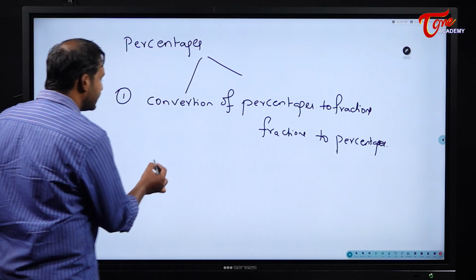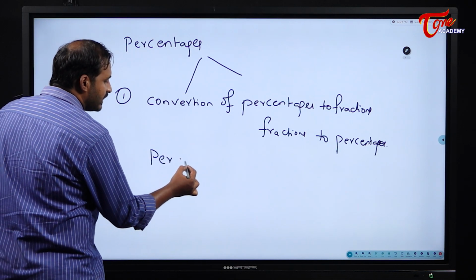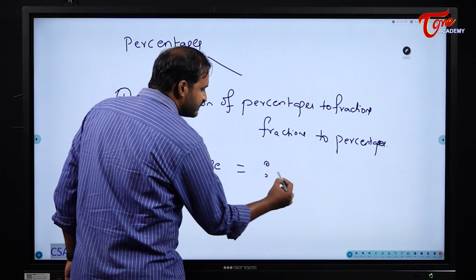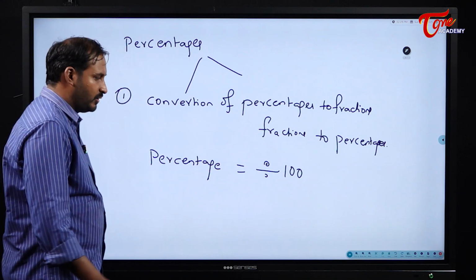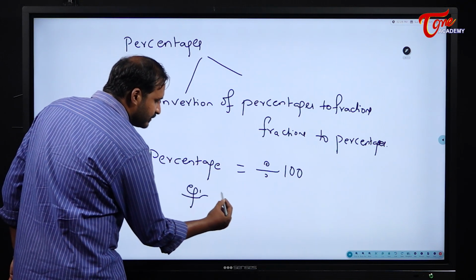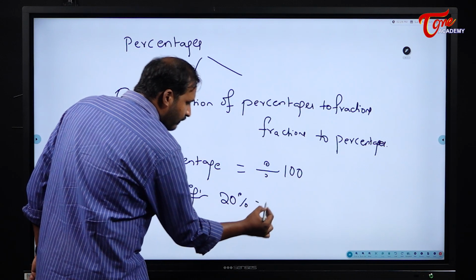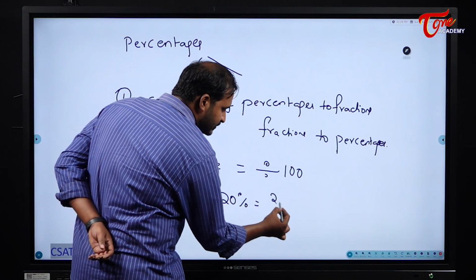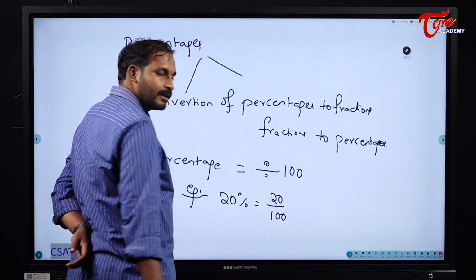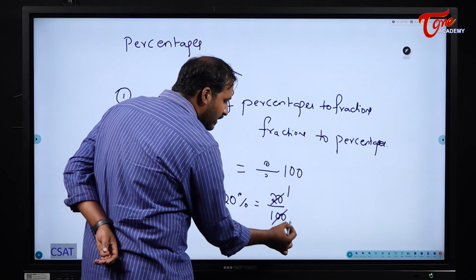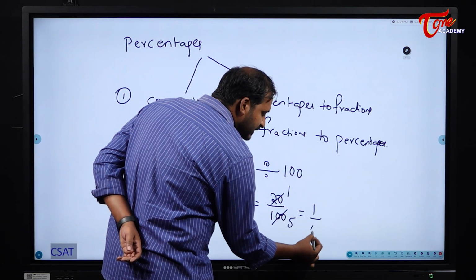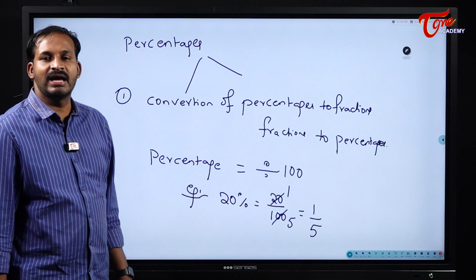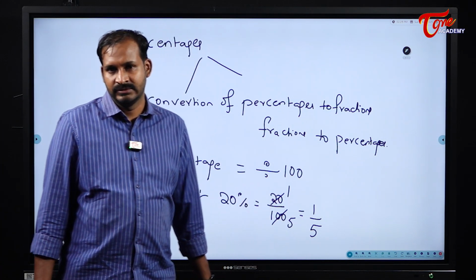See how you convert a percentage to a fraction, students. You can convert a percentage into a fraction by simply dividing the given percentage by 100. For example, if I want to convert 20% into a fraction, I am going to divide it by 100. So 20 by 100, which becomes 1 by 5. So 20% can also be written as 1 by 5. To convert a percentage into a fraction, simply divide the given number by 100.